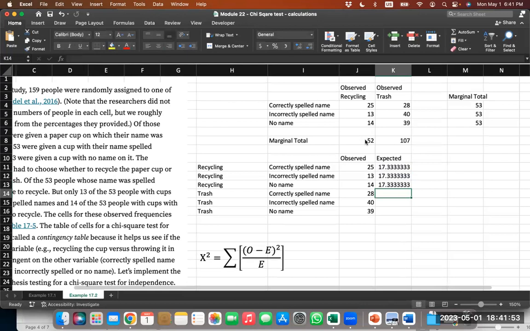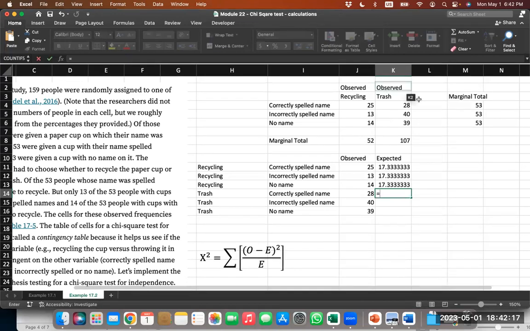So that's your expected count. That's what you would expect that count to be if you extracted 52 paper cups from your recycling, and you're now checking, okay, is there a name on it or not? Under the null hypothesis, it should be 17 cups from each of these groups.